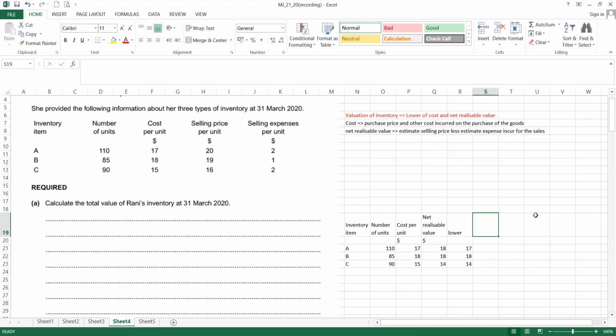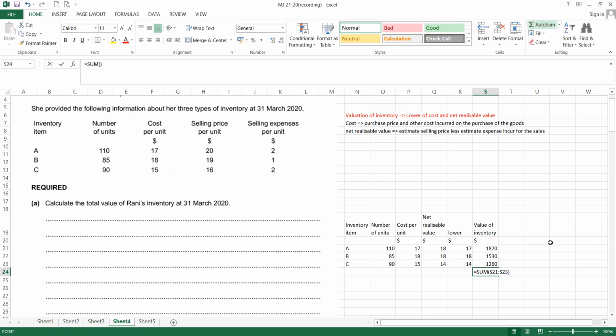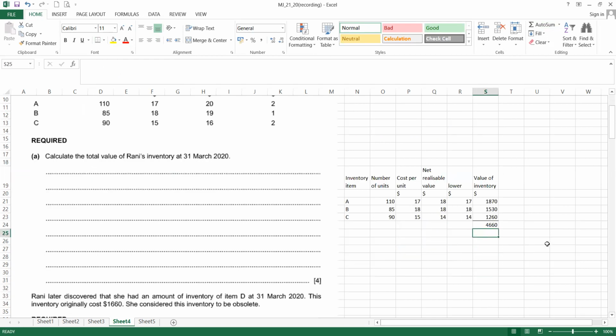So now we calculate the value of inventory. Take the quantity times the unit price. Add all these amounts together. So we get the total of the inventory: 4,660.